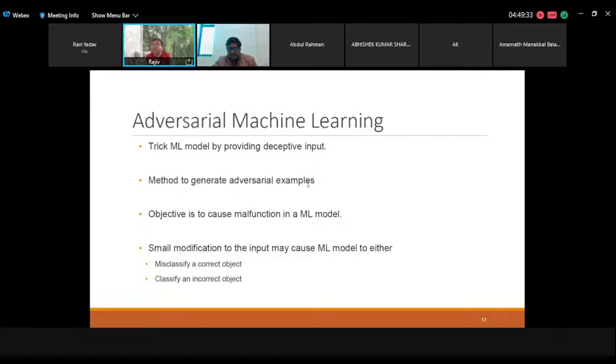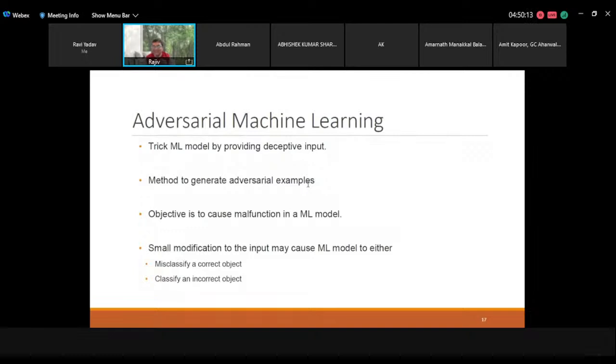So adversarial machine learning basically provides us methods to generate adversarial examples. And the basic objective is to cause a malfunction in an ML model. Now, what are the possible malfunctions? One of the possible malfunctions is that we can misclassify a correct object. So maybe there is a bird, and I will say, no, this is a plane, right? Or I can classify an incorrect object. There is a plane, and I want the answer as bird, I will say this is a bird. So these are the two basic ideas.